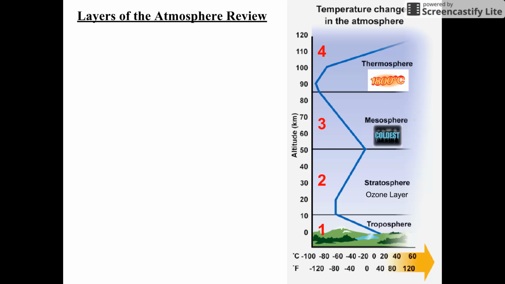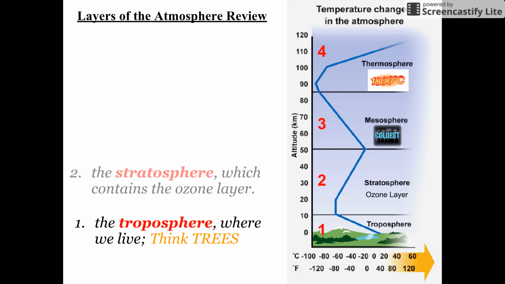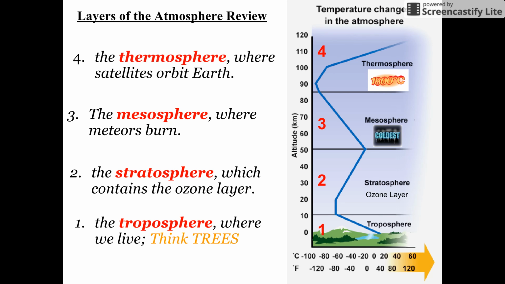Now here are the layers of the atmosphere in review. Layer 1 is the troposphere, where we live. Think trees. Second layer is the stratosphere, which contains the ozone layer and also protects us from ultraviolet rays from the sun. The third layer is the mesosphere, where the meteors burn, and this is also the coldest layer. And the thermosphere is where the satellites orbit the Earth, and this is also the hottest layer.